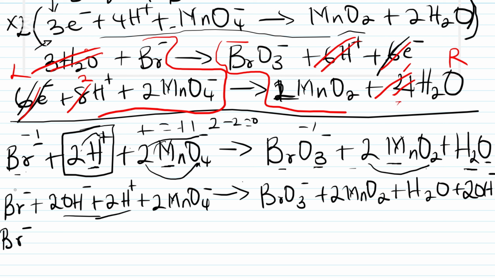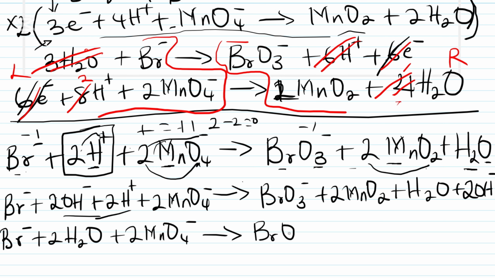Right here, remember 2OH⁻ + 2H⁺ will now give you 2H₂O, based on the fact that if an OH⁻ reacts with an H⁺, they're going to form water, or water will become the byproduct. Here we have plus, and we'll drop this one down. We have 2MnO₄⁻. So we put our arrow. Here we have BrO₃⁻ + 2MnO₂ + H₂O + 2OH⁻.